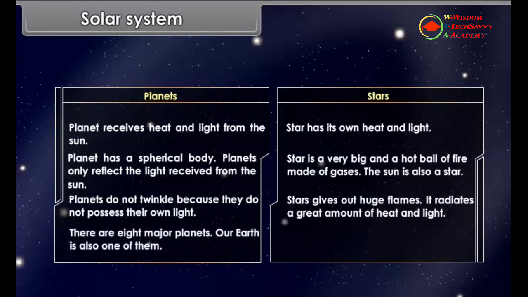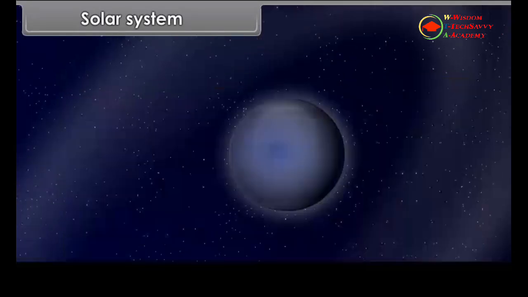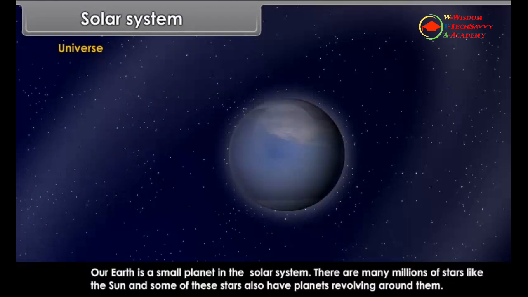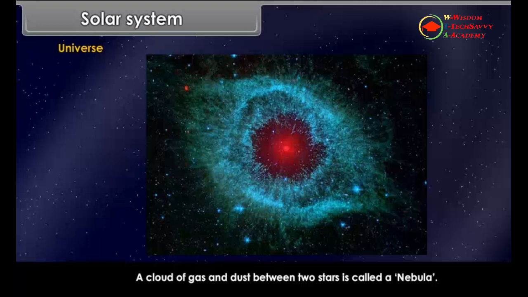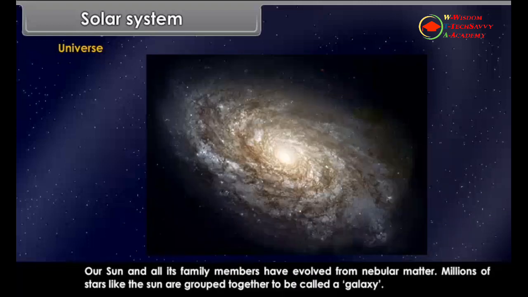There are 8 major planets. Our Earth is also one of them. Stars are very far from us. Universe. Our Earth is a small planet in the solar system. There are many millions of stars like the sun, and some of these stars also have planets revolving around them. A cloud of gas and dust between 2 stars is called a nebula. Our sun and all its family members have evolved from nebular matter.